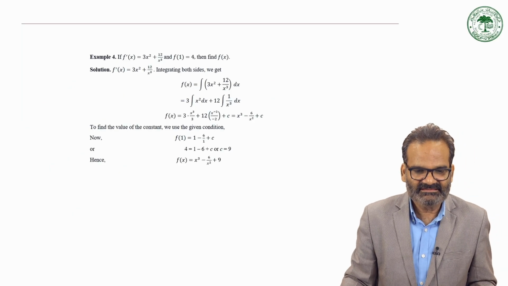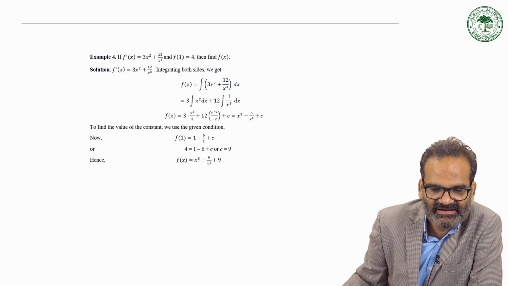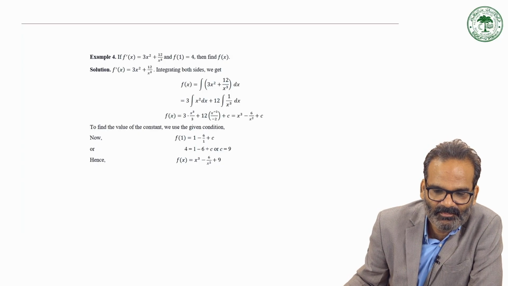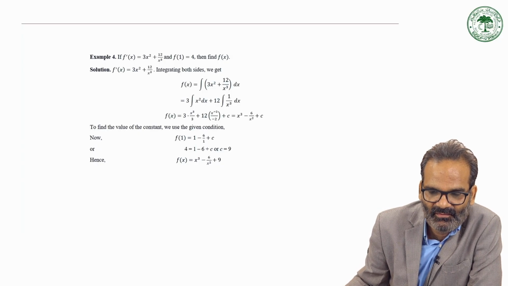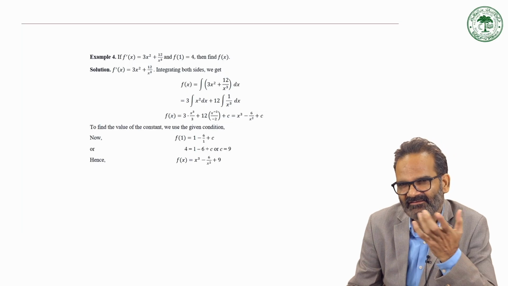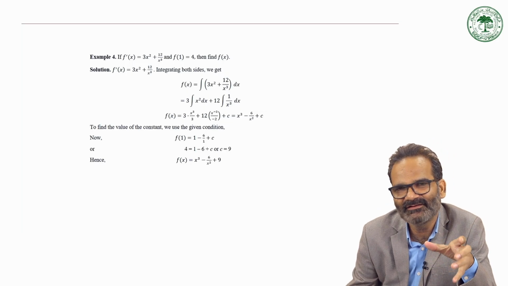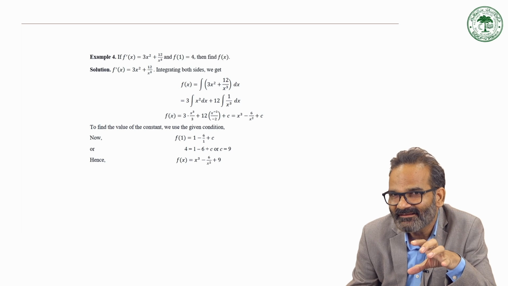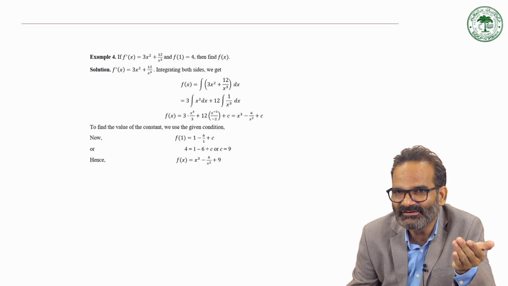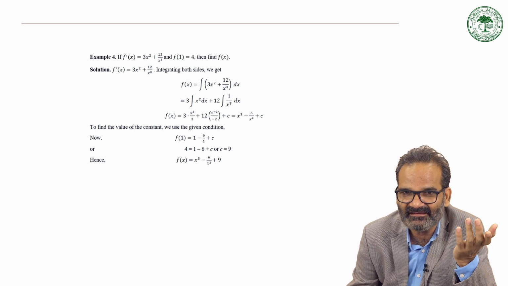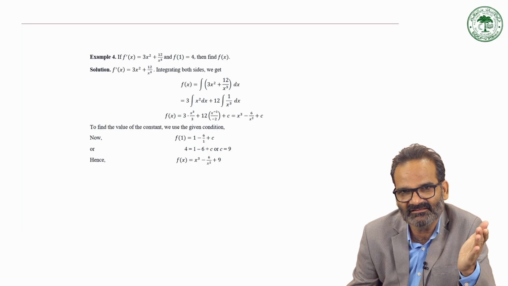Now let us take this example. If f dash x is equals to 3x square plus 12 upon x cube and f1 is 4, then find fx. So what is given here? Here derivative of a function is given and you have to find out the original function. Means we will use the technique of integration directly to get the original function from its derivative.